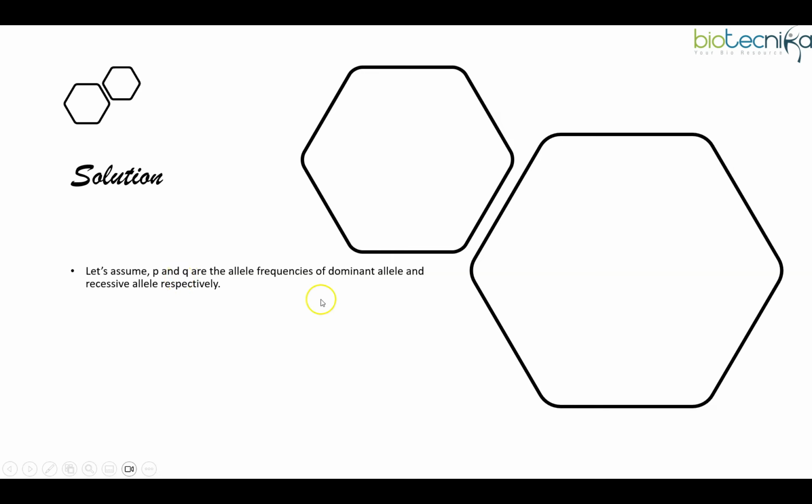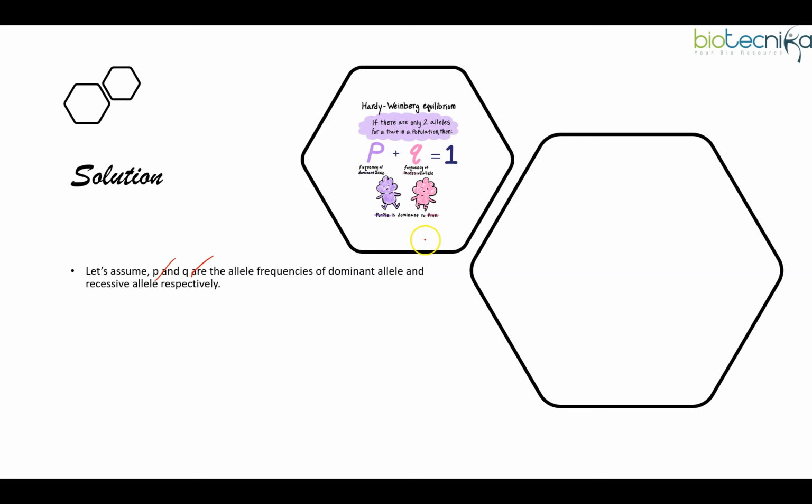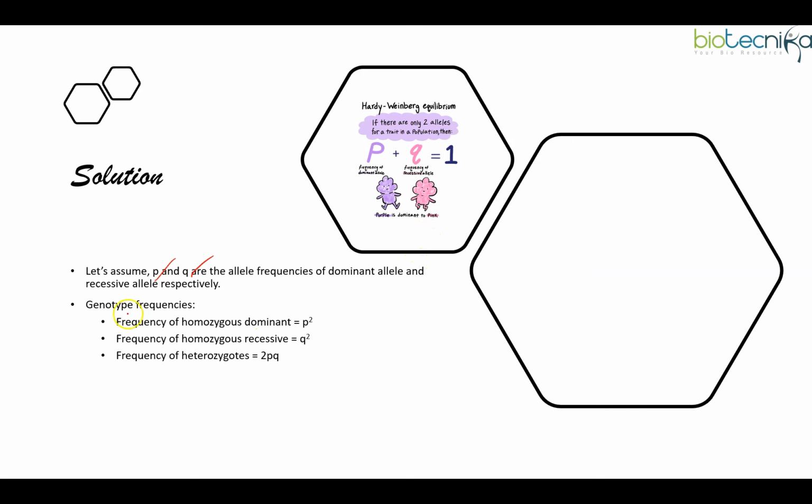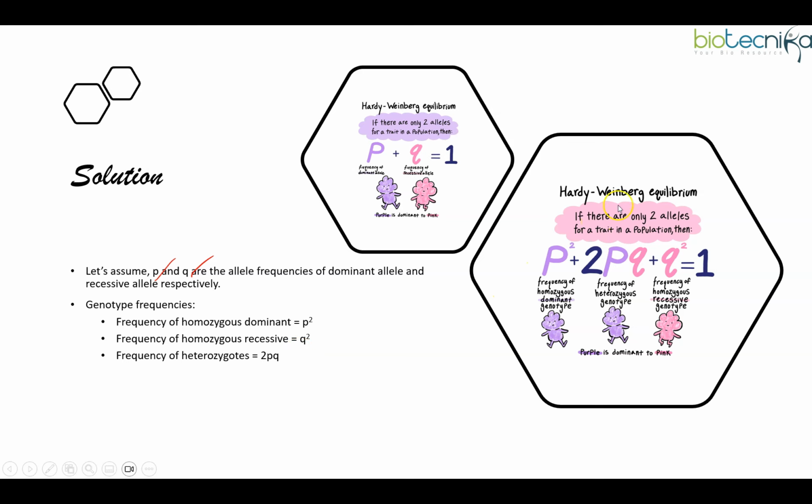Here we have to take the dominant allele and the recessive allele, with allele frequencies P and Q. If you know Hardy-Weinberg equilibrium, if there are two alleles for a trait in a population, then P plus Q is equal to 1, right? The genotype frequencies are: homozygous dominant is P square, homozygous recessive is Q square, and heterozygotes is 2PQ. So that's the Hardy-Weinberg equilibrium. All together, P square plus 2PQ plus Q square is equal to 1.